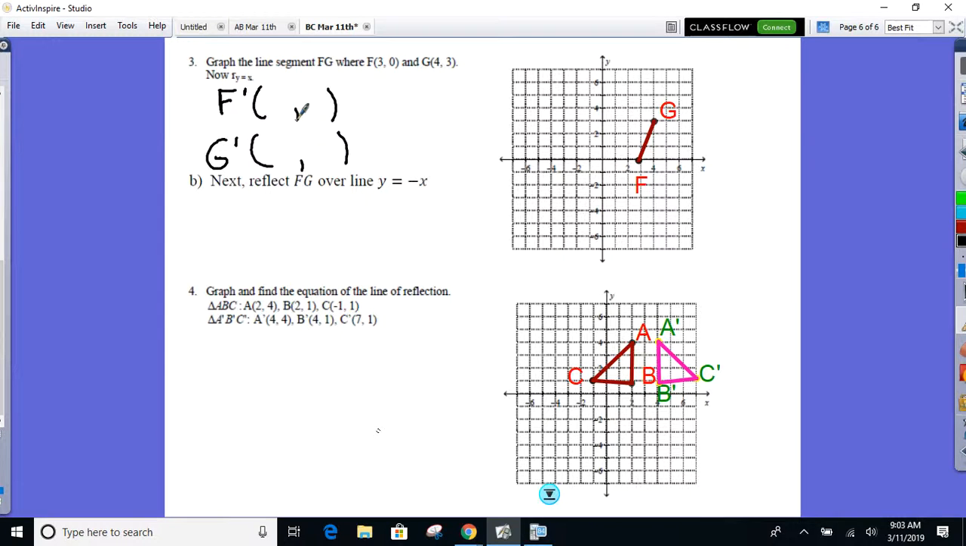There's that line again, y equals x. Go back. What was the rule for y equals x? What did I have to do with my coordinates? Flip them. So now I'm going to take 3, 0, and it's going to become 0, 3, and I'm going to take 4, 3, and it'll become 3, 4. Let's graph those bad boys in.